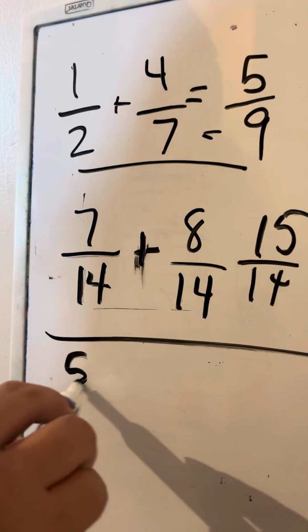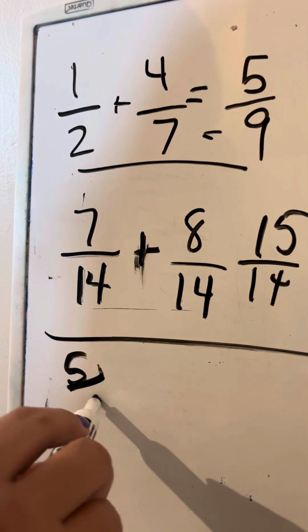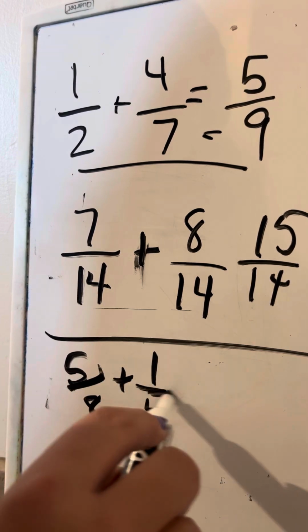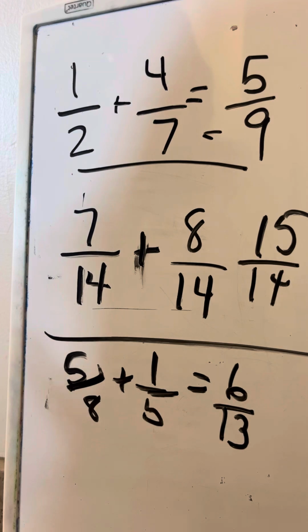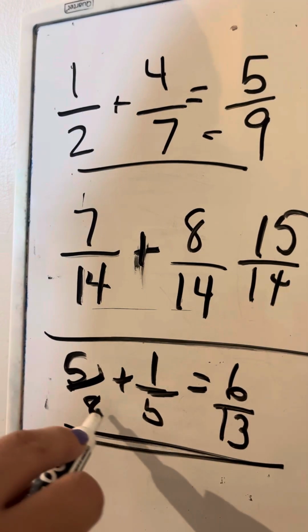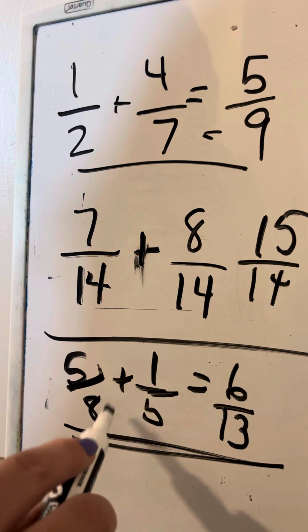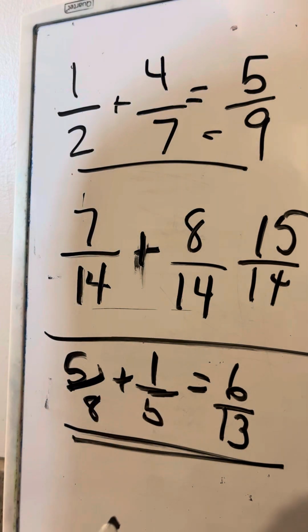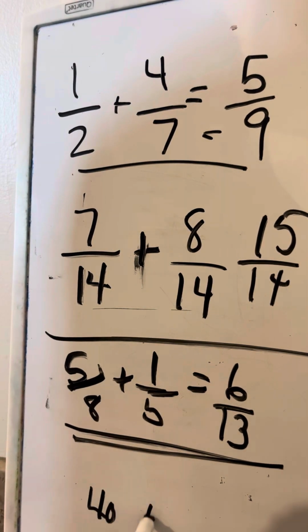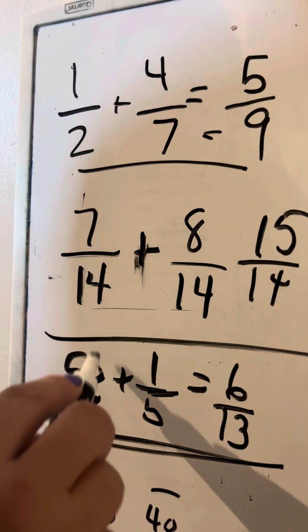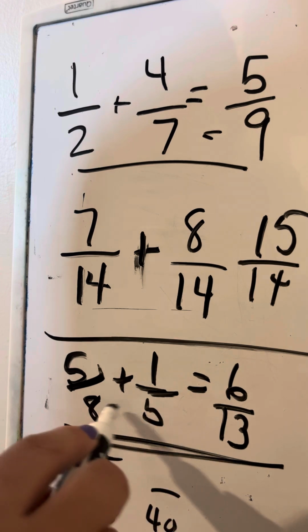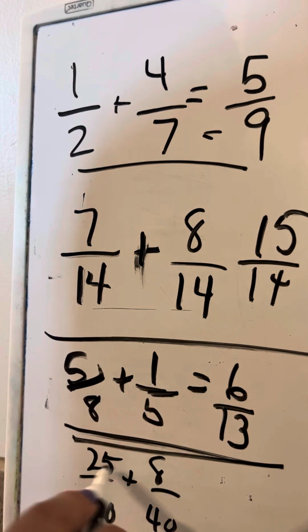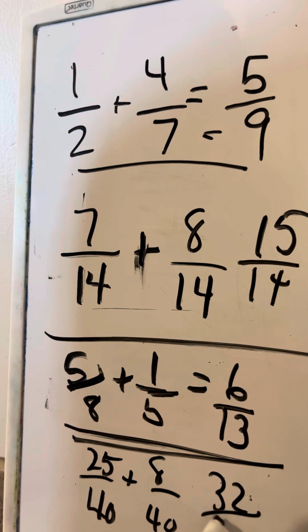So we do the same thing here. 5/8 plus 1/5 equals, they have 6/13. Incorrect because you can't do 8 plus 5 equals 13. You have to find the common denominator, and we find that ours is 40. 5 times 5 is 25, and 8 times 1 is 8. So 25 plus 8 is 33 over 40. And then we have one more.